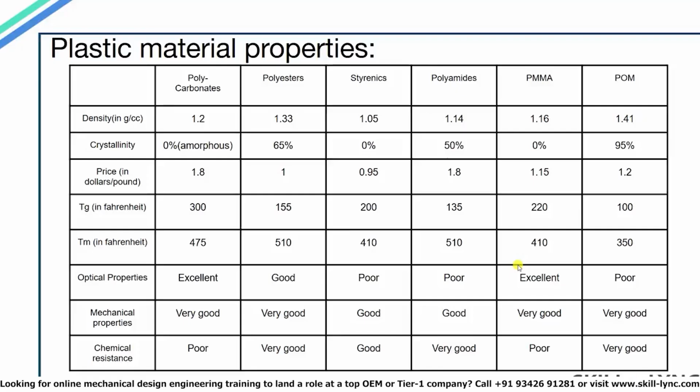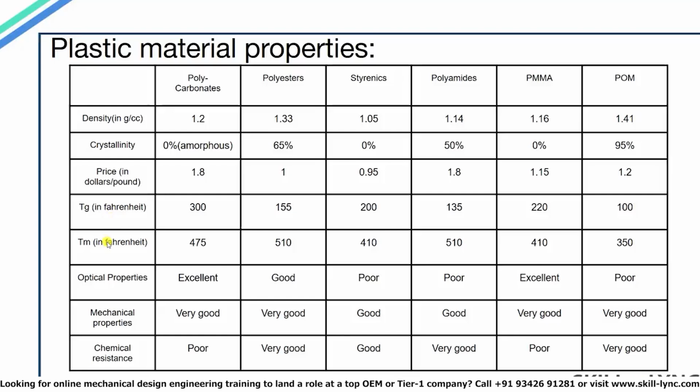There are 6 basic divisions of the most common engineering plastics: polycarbonates, polyesters, styrenic copolymers, ABS is a styrenic copolymer, polyamides, which are nylons, PMMA, which stands for polymethyl methacrylate, commonly known as acrylics, and POM, polyoxymethylene, which commonly is known as acetyl. In the table below, I have summarized all the properties of the 6 plastic types. Here, crystallinity refers to the degree of structural order in plastics. Tg is the glass transition temperature, and Tm is the melting point.